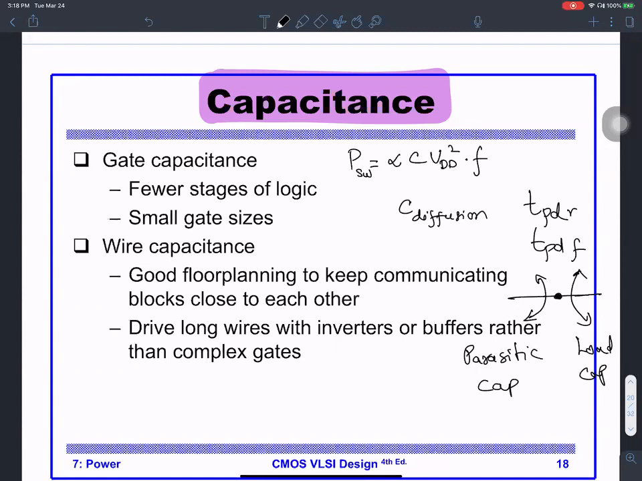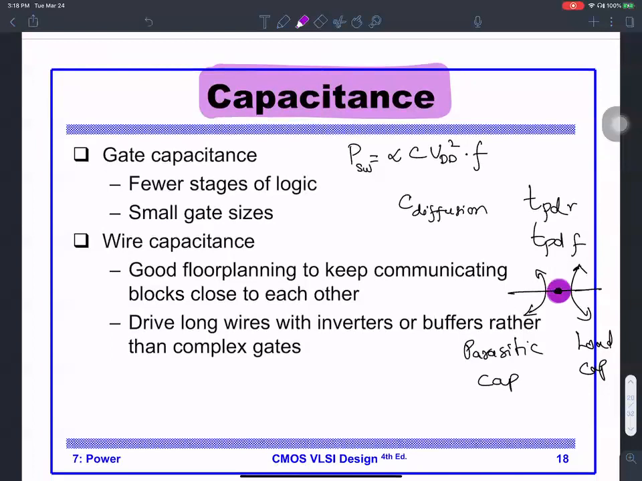So we looked at how to estimate the capacitance at a particular node by dividing it into two constituent parameters, the parasitic component and the load component. In addition to these capacitances, which can be reduced by using fewer stages of logic and smaller gate sizes, since smaller gate sizes give smaller capacitances, we also want to make sure we reduce the wire capacitance.